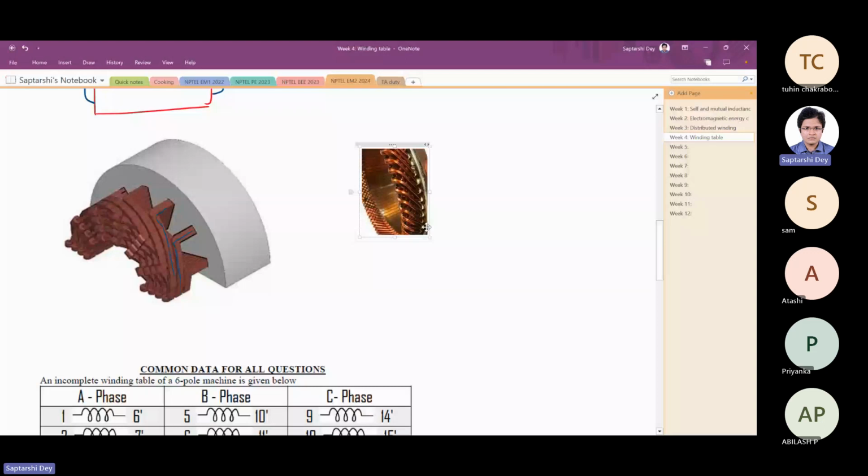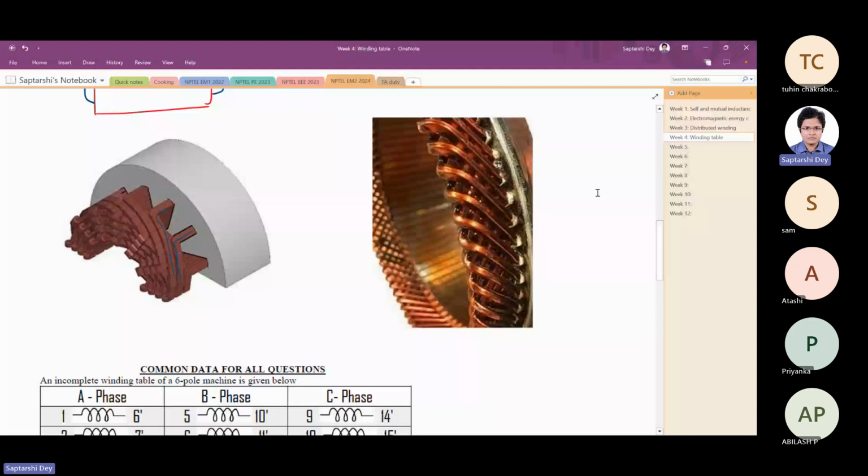This is a little bit different. Here you do not actually have a lot of turns, very less number of turns. This is called hairpin winding. This thing is now being extensively used. If you later on go for machine design research, you might find this helpful.